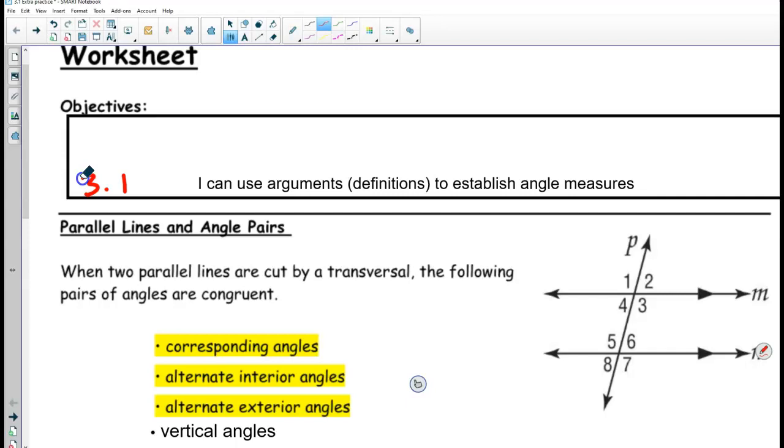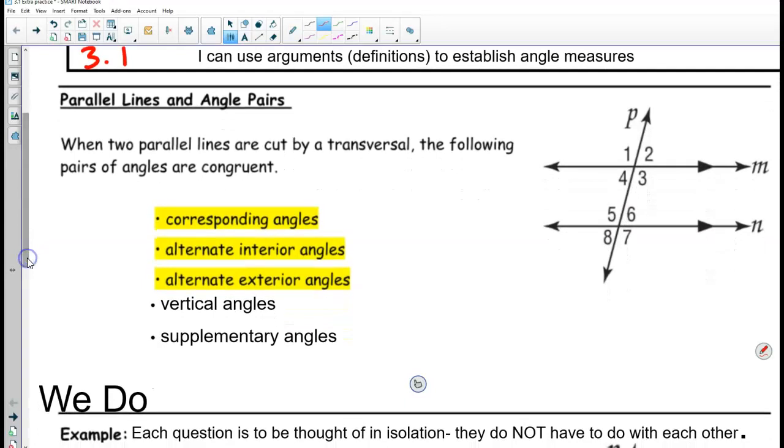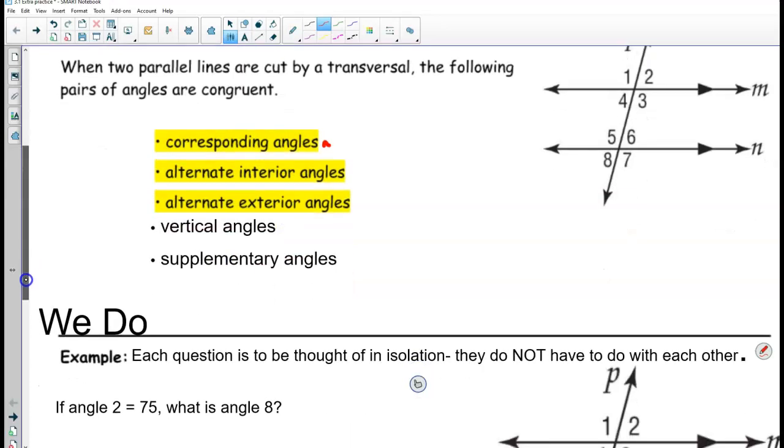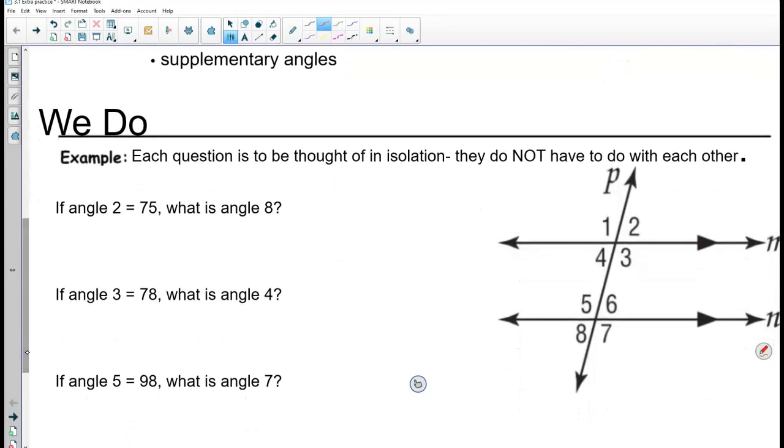Remember, we're using our vocabulary. We have supplementary, which means they add up to 180. Vertical, which means they're congruent. We have alternate interior angles, alternate exterior angles, and corresponding angles. Remember, that's the one where, if you take one set and plop it on the other, it looks exactly the same. So there's our vocab words to help us. Now, let's do the we do together, and then you're going to be asked to do one on your own.